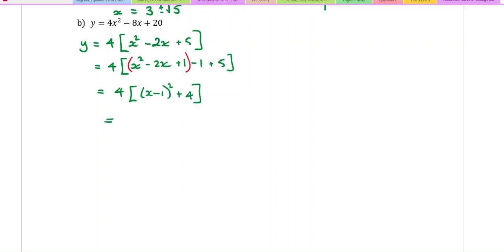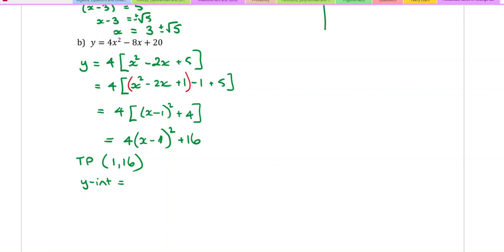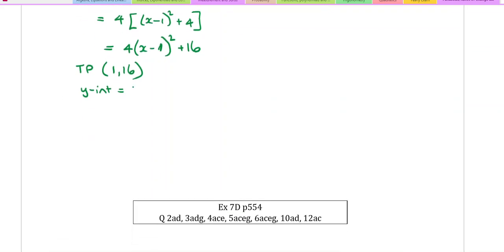Okay, then I want to times the 4 that is out the front. I'm going to expand that back out so that it's 4 bracket x minus 1 squared plus 16. Then it is in turning point form. So my turning point is positive 1 comma 16. My y-intercept from the original equation is the 20. So y-intercept is 20. And the x-intercept is when the y equals 0.